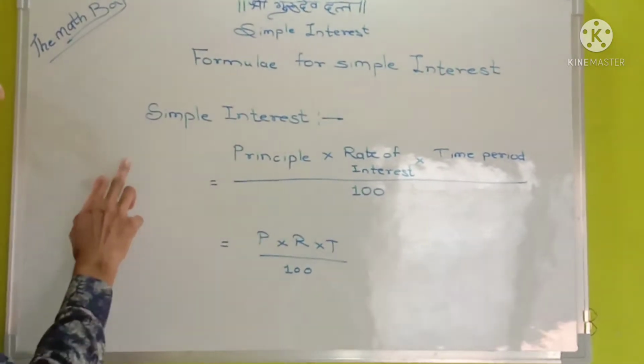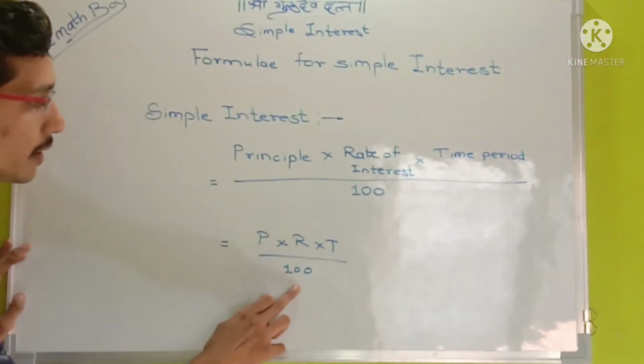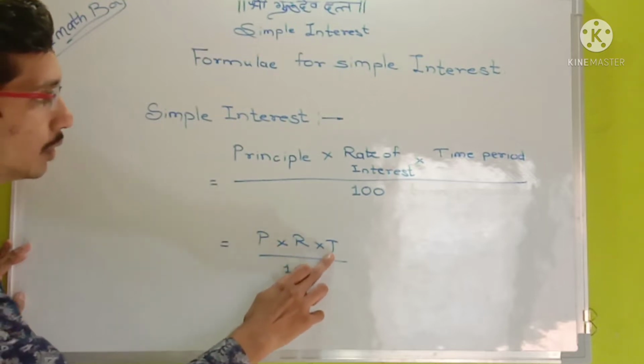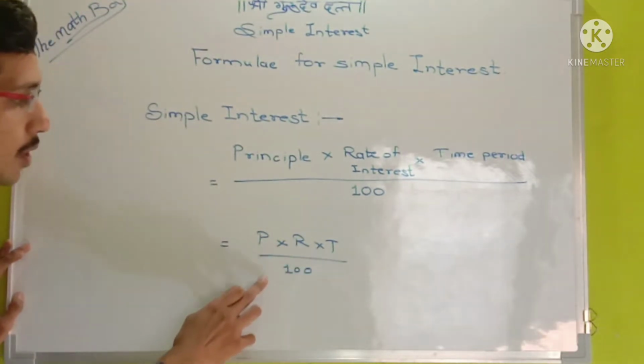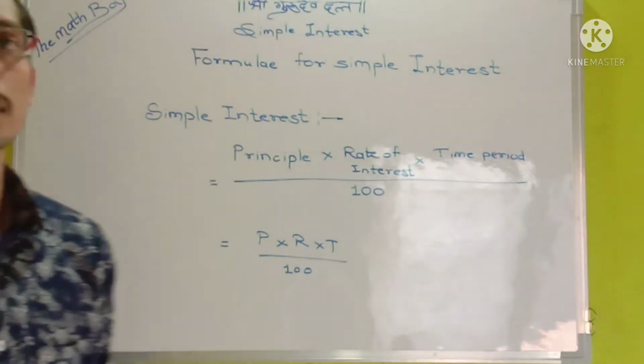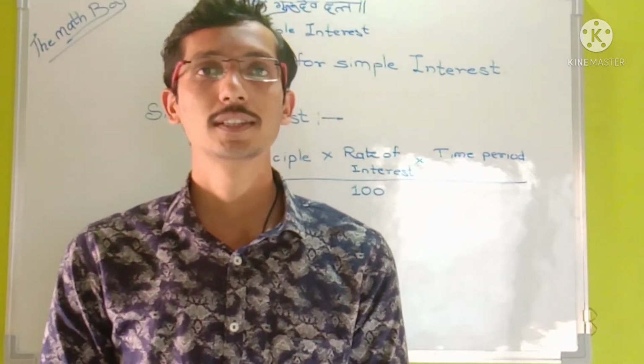The short formula for simple interest is P into R into T upon 100. That is principal into rate of interest into T for time period upon 100. This is the formula for simple interest. Now we see how to calculate simple interest by an example.